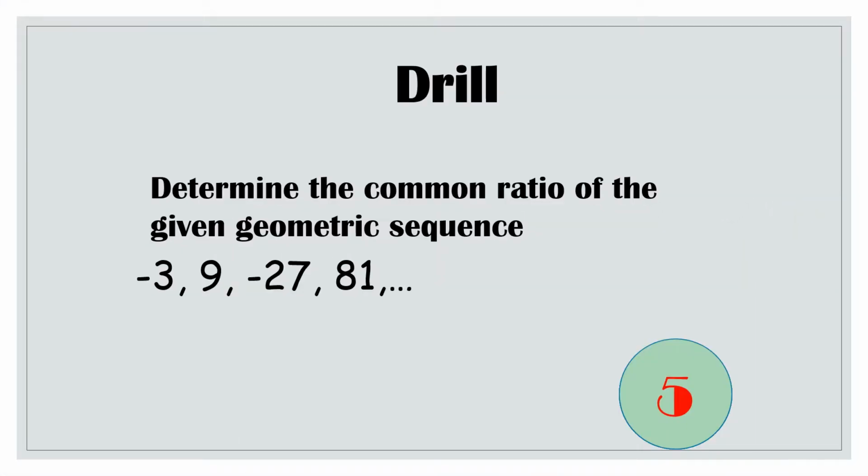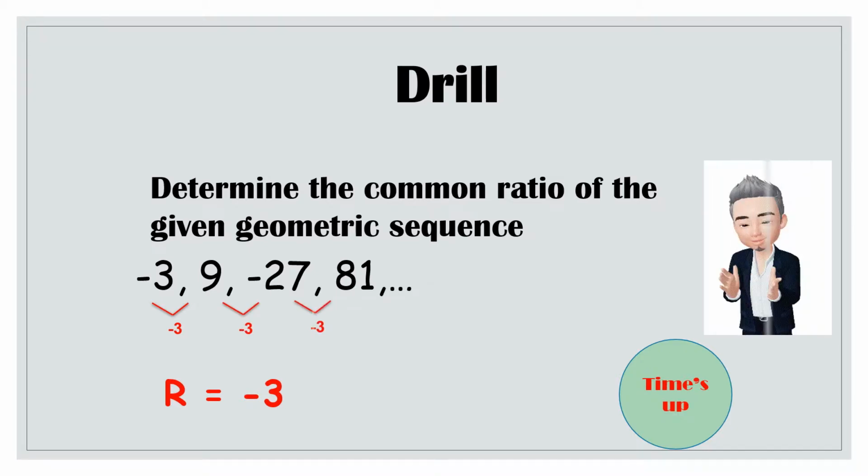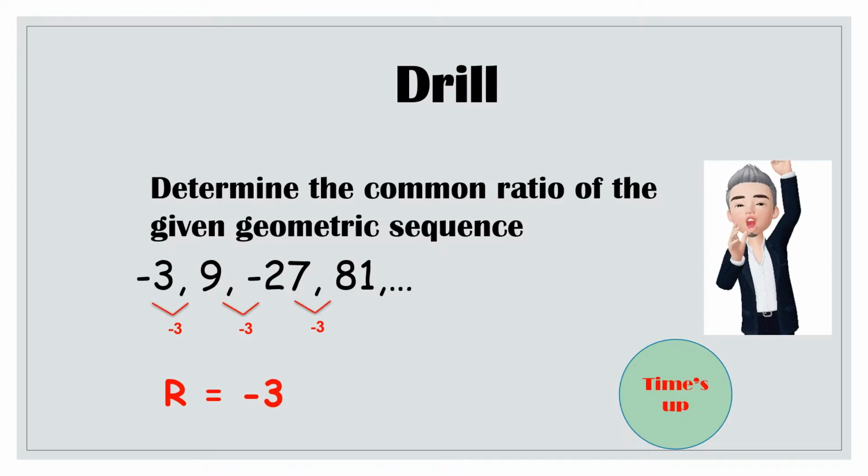Determine the common ratio of the given geometric sequence. The correct answer is negative 3. If you divide the consecutive terms, you will have 9 divided by negative 3 is negative 3. Negative 27 divided by 9 is negative 3. 81 divided by negative 27 is negative 3. Okay?